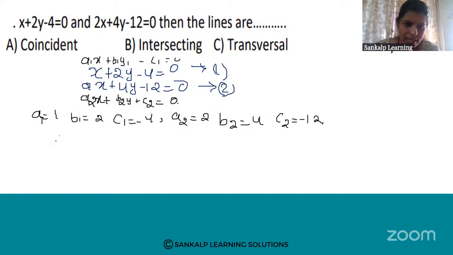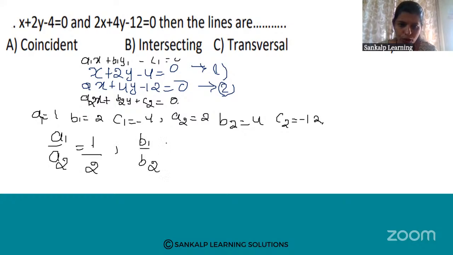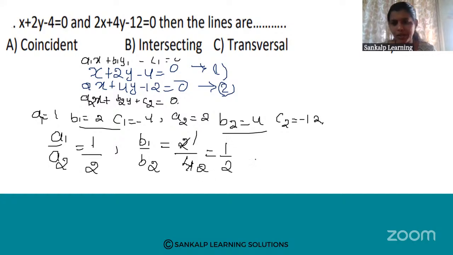Compare the ratios means directly you are going to write a1 divided by a2. A1 value is 1, a2 value is 2. That means a1 divided by a2 is 1 divided by 2. Next, b1 divided by b2. What is the value of b1? b1 is 2 here and b2 is 4, right? 2 divided by 4, 2 ones are 2, 2 twos are 4. That means here also you are getting 1 divided by 2.